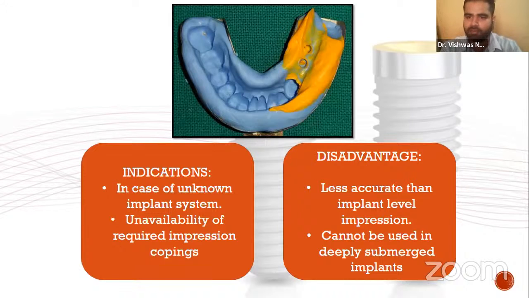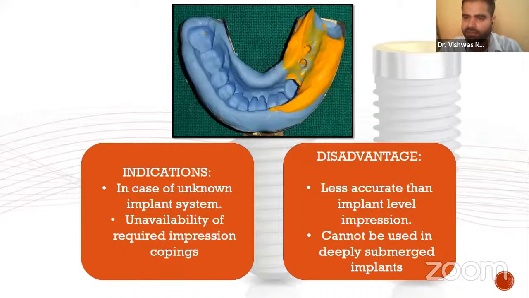In your clinic, you might face some patients that have already undergone treatment from some other clinic and want the replacement of the crown. In these cases, you may or may not be aware of the available implant system. By this technique, you can directly take the impression of the abutment and give a crown in a normal FPD manner. Also, if the required impression coping is unavailable, we can use this technique.